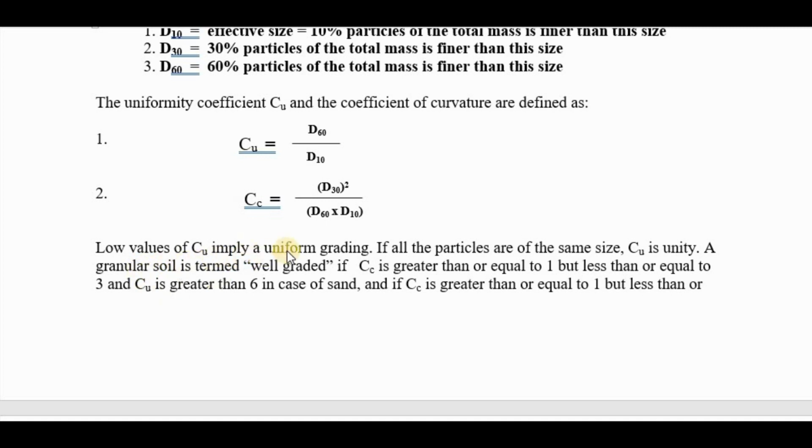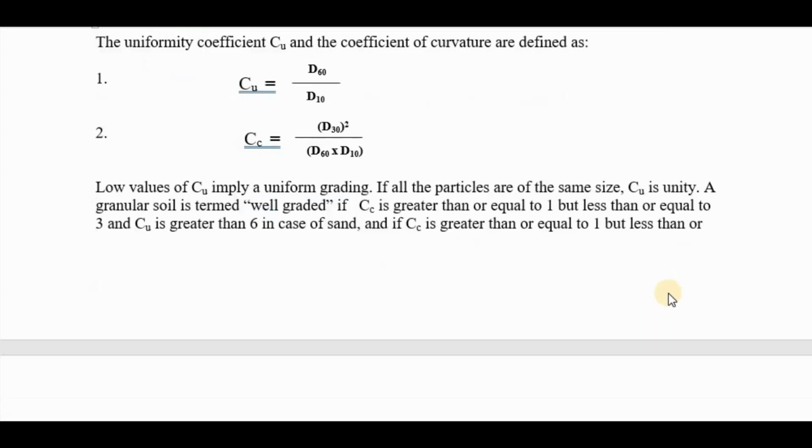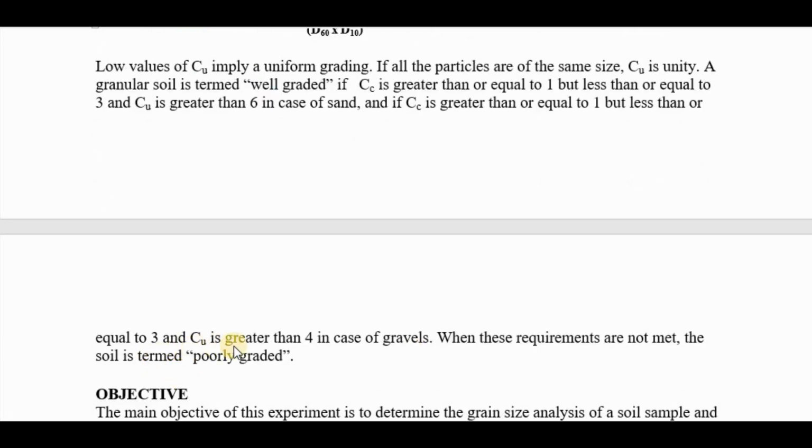Cu implies a uniform grading. If all of the particles are the same size, Cu is unity. A granular soil is termed well graded if Cc is greater than or equal to 1 but less than or equal to 3, and Cu is greater than 6 in the case of sand; or Cc is between 1 and 3 and Cu is greater than 4 in the case of gravels. When these requirements are not met, the soil is termed poorly graded. So you have to take the Cu and Cc values to classify the soils.